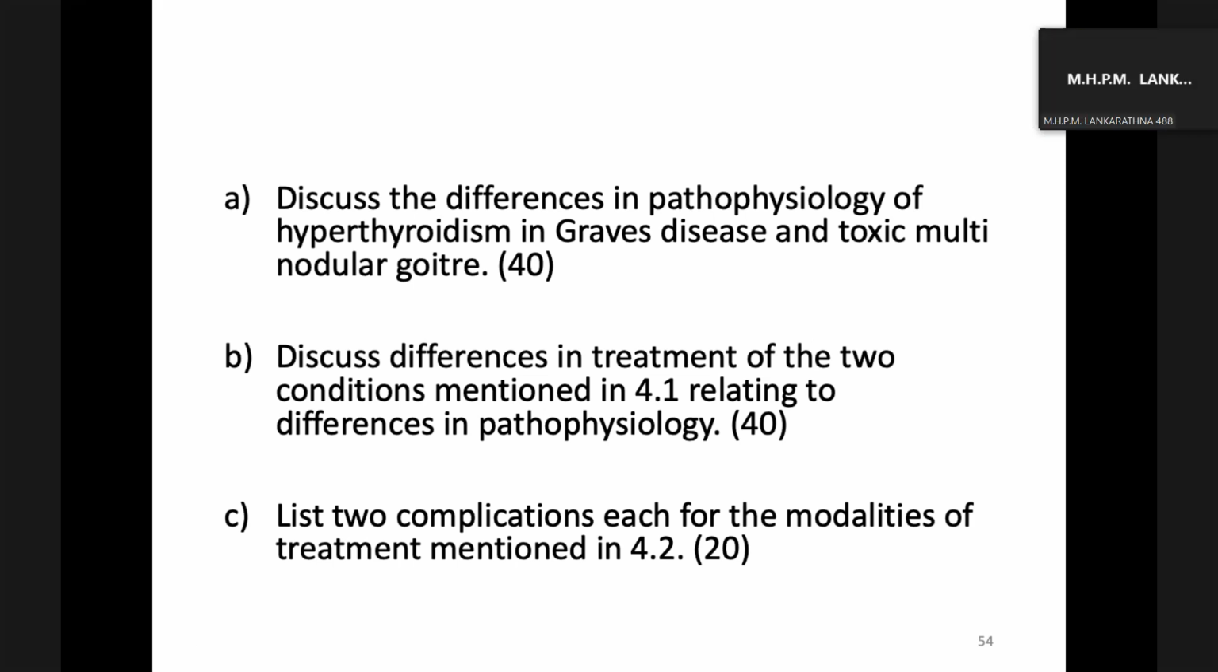In Graves' disease, there is production of anti-TSH antibodies, which stimulate the TSH receptors and increase production of thyroxine hormone. In toxic multinodular goiter, there is repeated proliferation of follicular cells and involution, which results in autonomous nodules and increased secretion of thyroxine hormone.